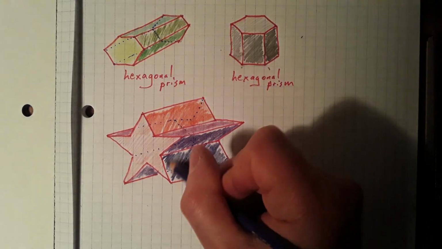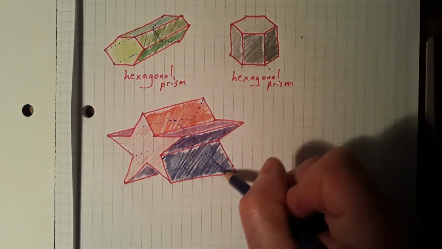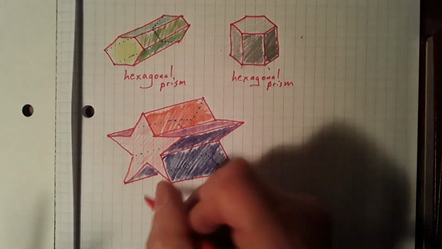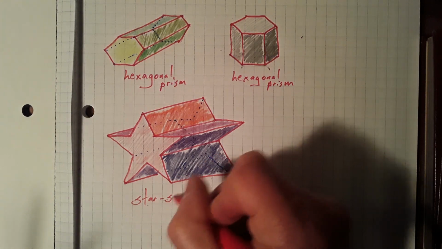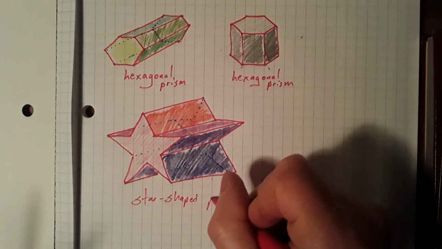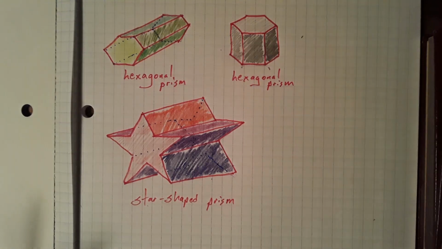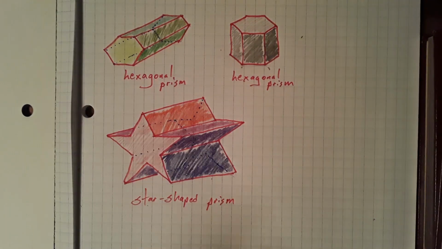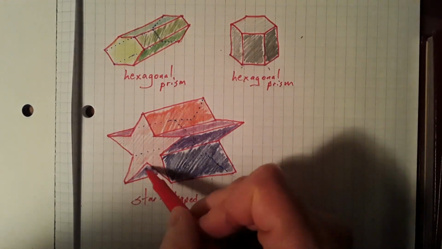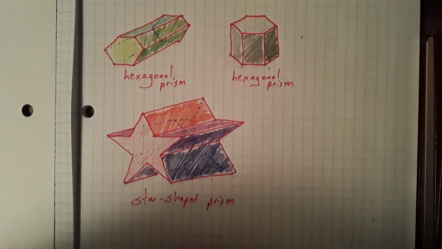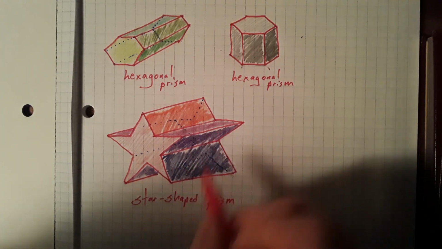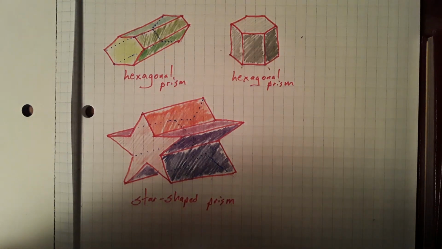Now I'm just making this up as I go along. So this star-shaped prism has a 1, 2, 3, 4, 5, 6, 7, 8, 9, 10 sided star. It's a fancy way of saying this is a decagon. Star in front, star in back, and there would be 10 rectangular faces.